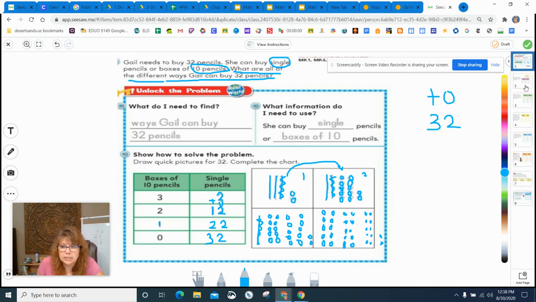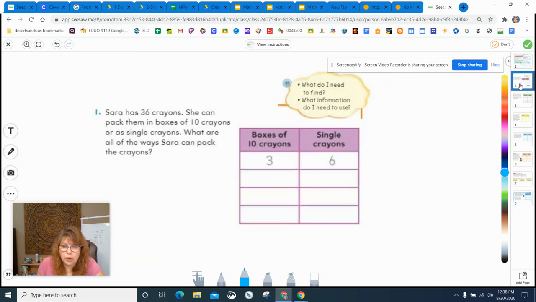ones. So now let's go to the next slide, and we'll do one more problem, and then you'll be able to do it by yourself. So first, as I told you, we read the word problem. Sarah has 36 crayons. She can pack them in boxes of 10 crayons or as single crayons. What are all the ways that Sarah can pack the crayons? So we want to know what are all the ways that Sarah can pack crayons. So we need to find all the ways. That's our mission. In order to get this correct, we need to find all the different ways.